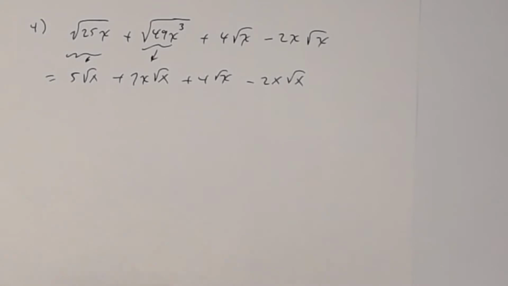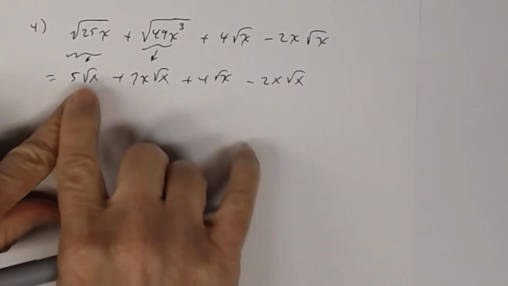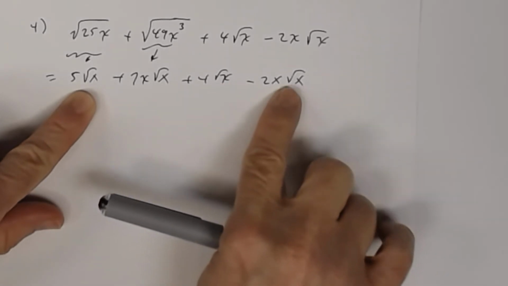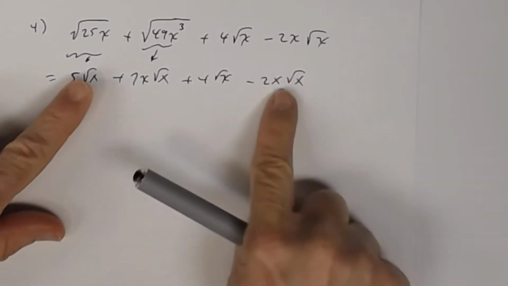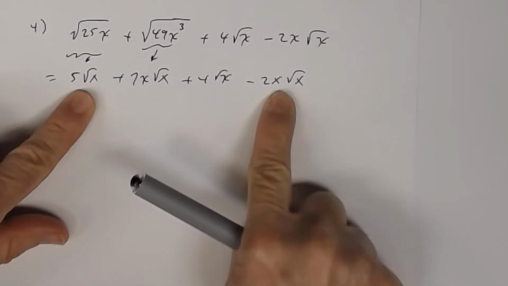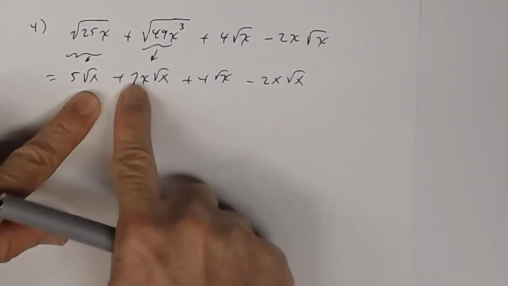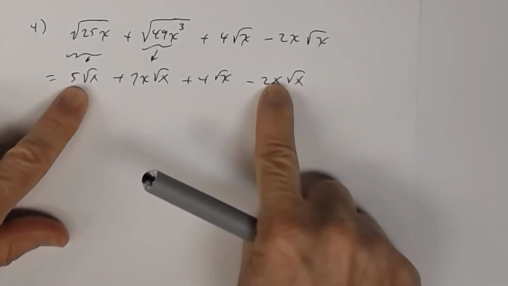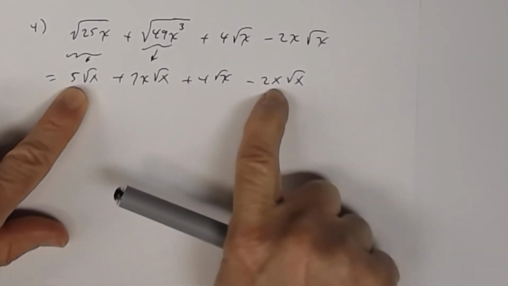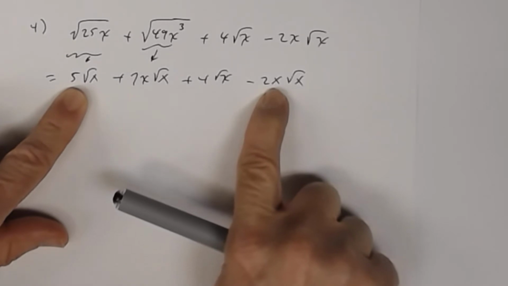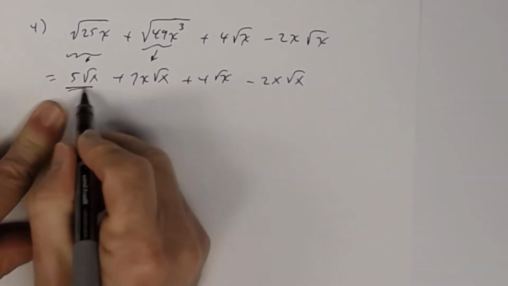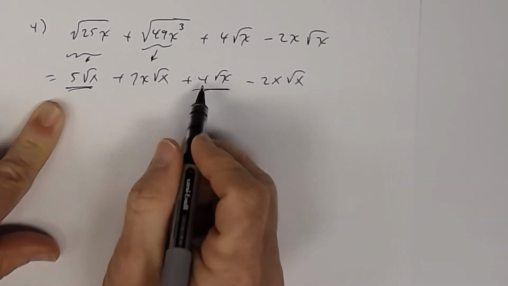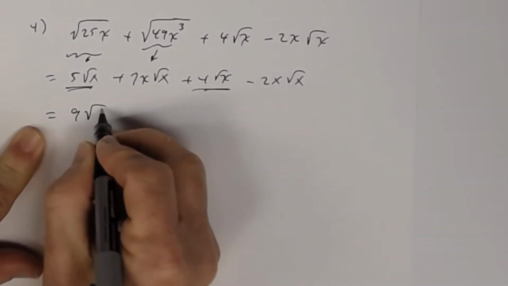Now let's see if any are like terms. So I have a square root of x here, and I have a square root of x here. Now be careful, remember these are not like terms that I'm pointing to, because even though they all have square root of x, this has an extra factor of x and this does not. You see that? We talked about that in a previous lesson. So the like term with this one is this one right here. So 5 square root of x plus 4 square root of x is 9 square root of x.